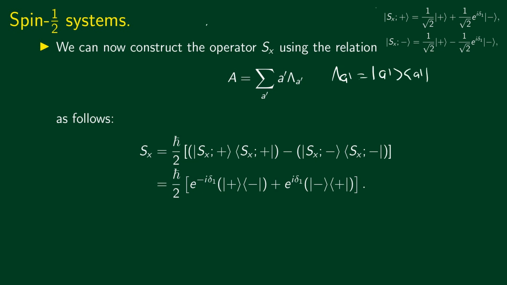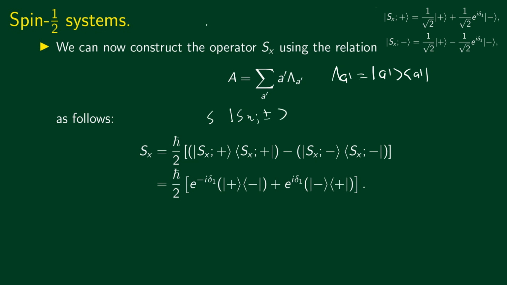Now we have seen that this form happens if we use the eigenkets of the operator itself as the basis. Then the operator has a simple form like this. We could do the same thing with Sx. So we have to take the eigenkets of the Sx operator. We know that the eigenkets of the Sx operator are Sx plus and Sx minus.